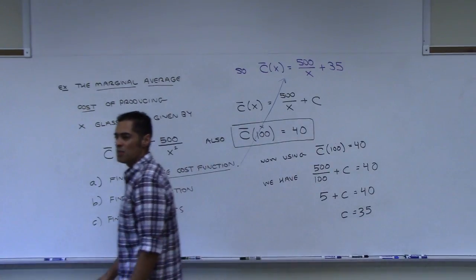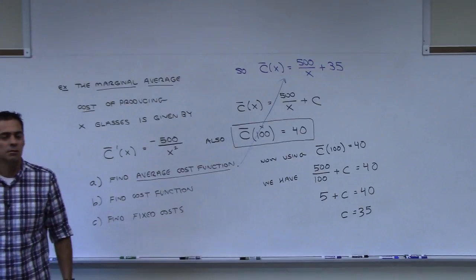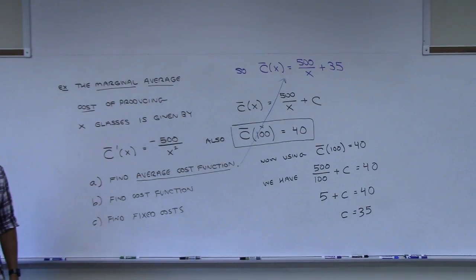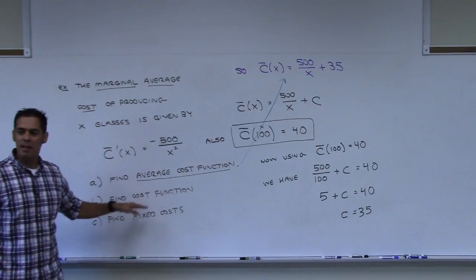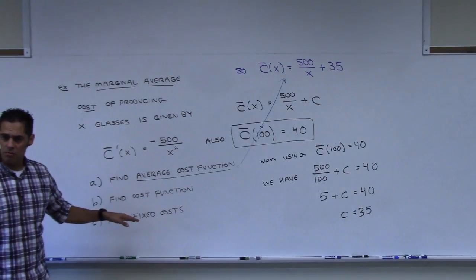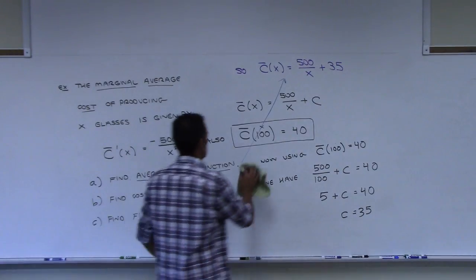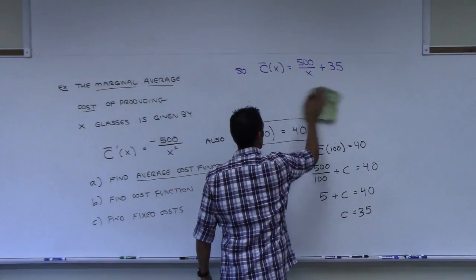Now we want the cost function. So do we know the difference between the average cost function and the cost function? Like, how are they related? Let's look at that before we move on.